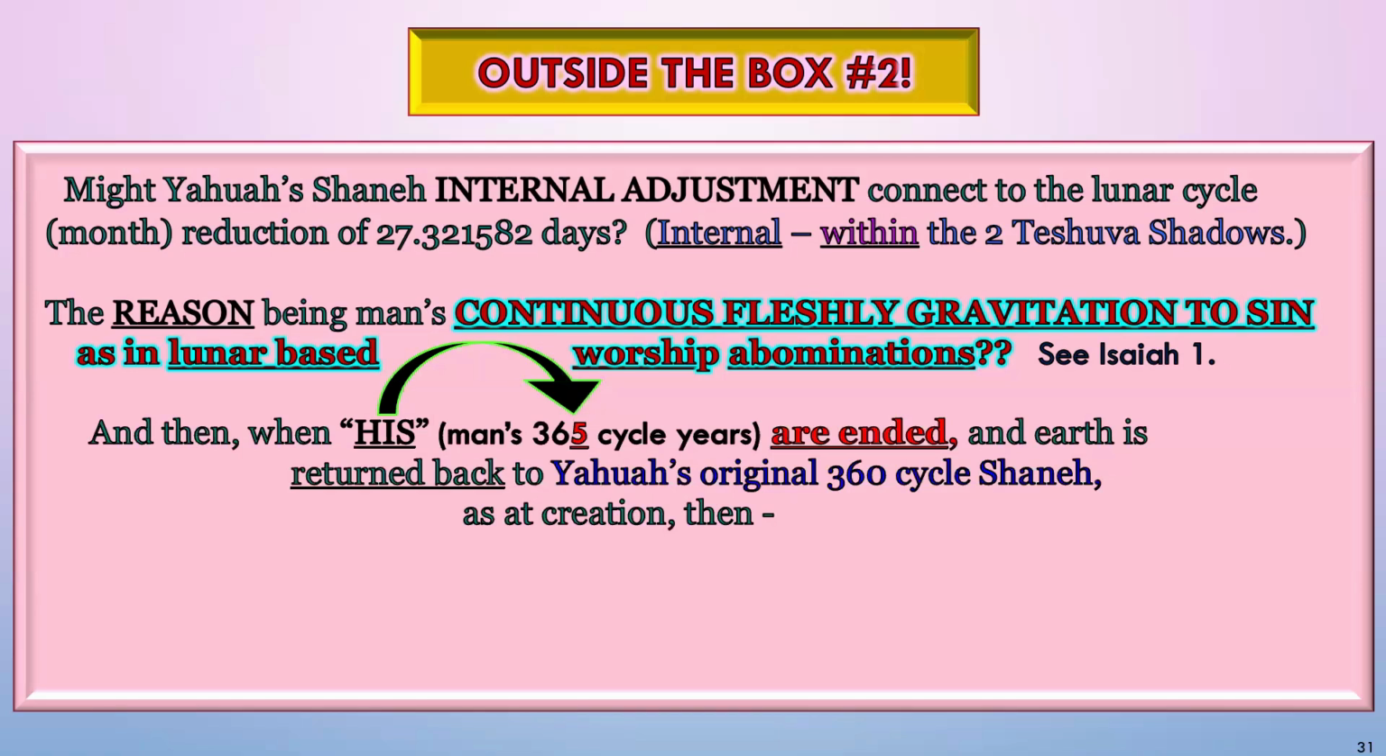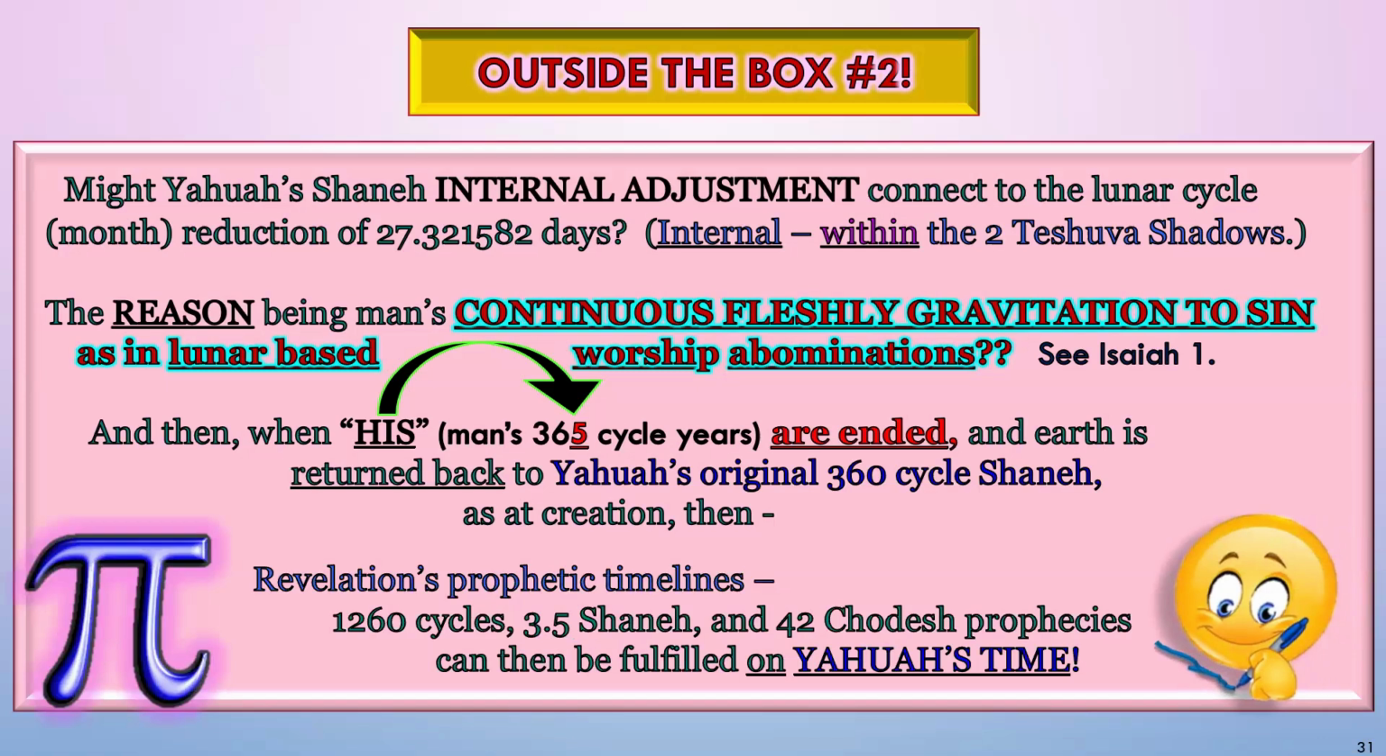See Isaiah 1. And then, when referencing man's 365 cycle years, when his years are ended, and Earth is returned back to Yahuwah's original 360 cycles Shanae, as at creation, it is then and only then that Revelation's prophetic timelines, the 1260 cycles, the 3.5 years, and the 42 months, these prophecies can then be fulfilled on Yahuwah's time. It will not be man's time. And we're going to see why. Work with me here. Can it be?